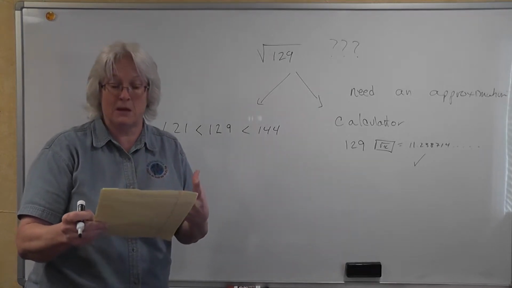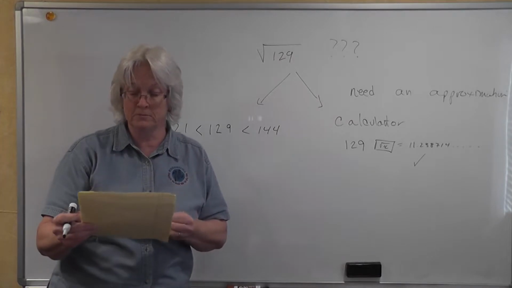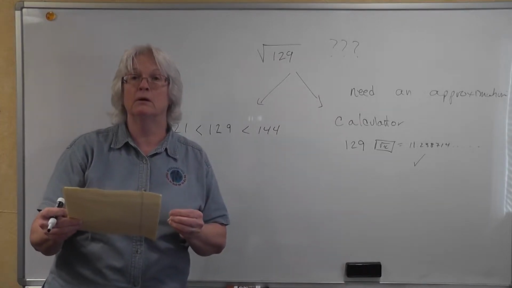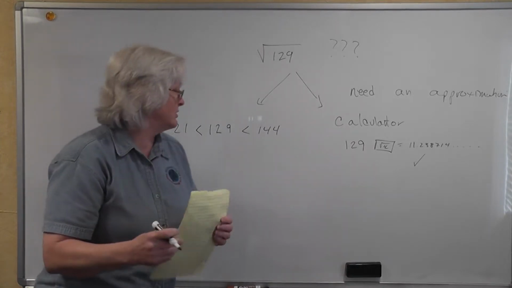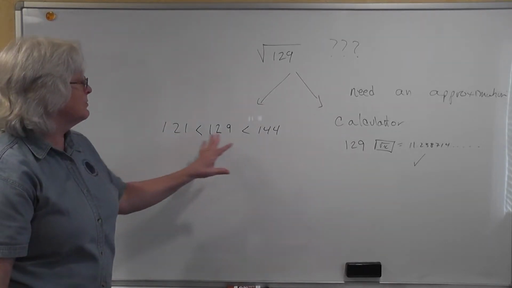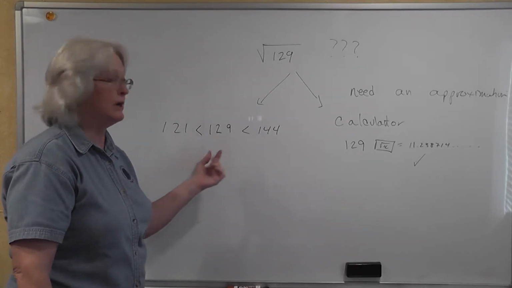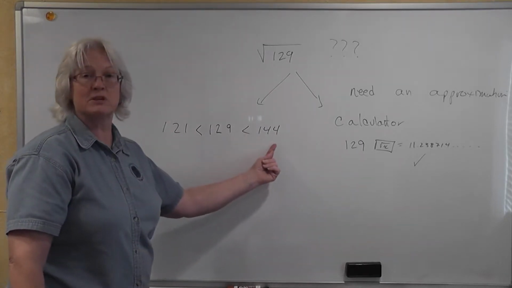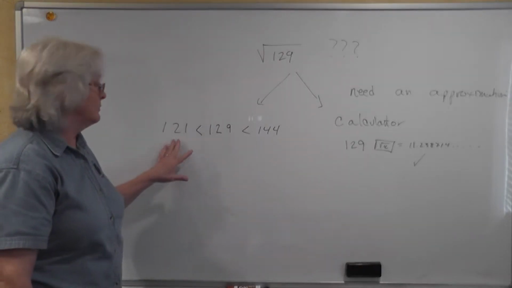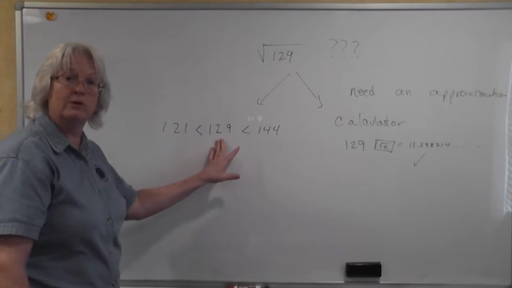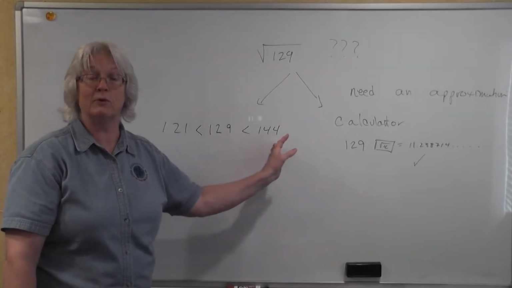So your first step in approximating the square root of a number, when it says estimate, this is an exact quote from the book, example 2: estimate the square root of 129 to the nearest integer. We're going to border that, or sandwich 129 between 2 numbers that are perfect squares, and we're going to order them correctly. 121 is less than 129, which is also less than 144.